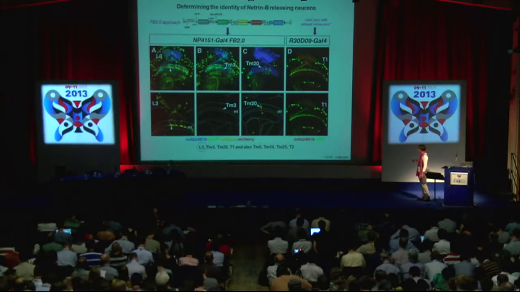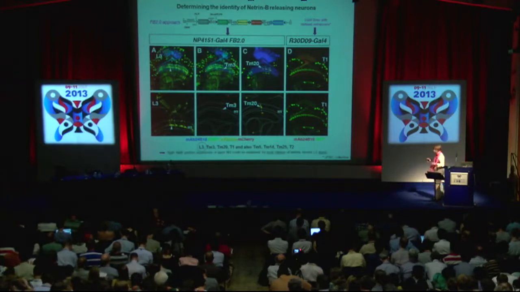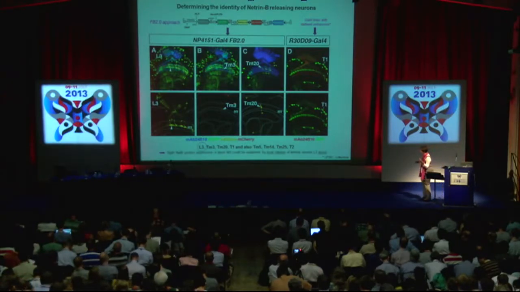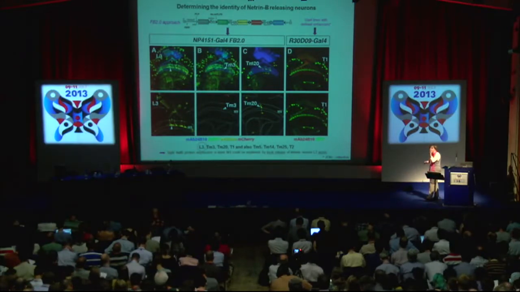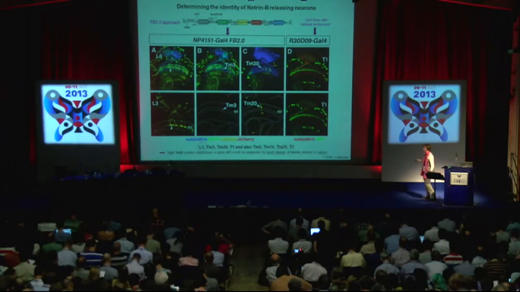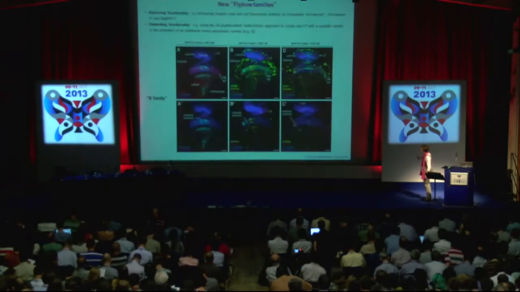So this helped us in principle to come to the proposition that the reason why we have this tight netrin layer is because netrins can only be released by axon terminals, and in particular by lamina L3 axons. So that's just to give an example of how you can use this approach.